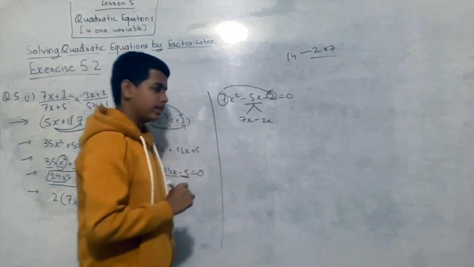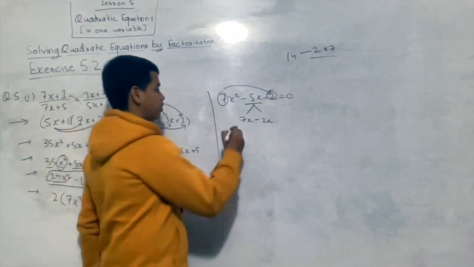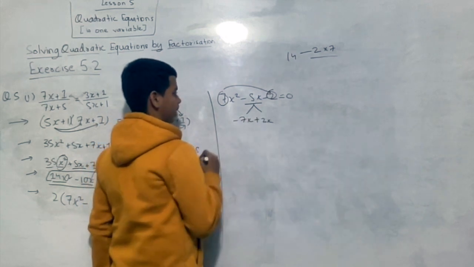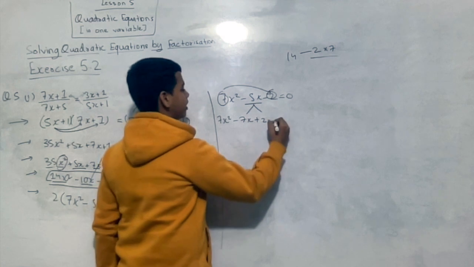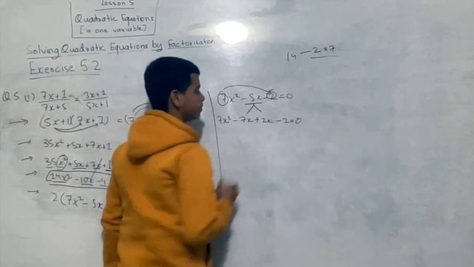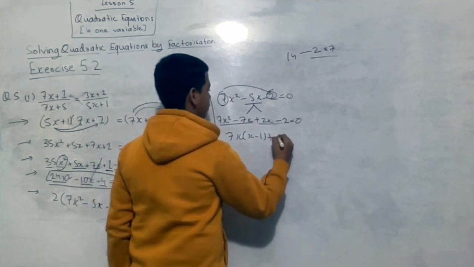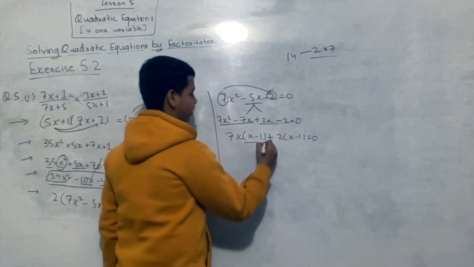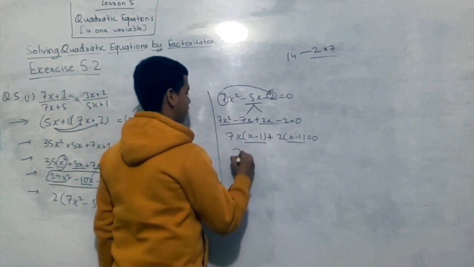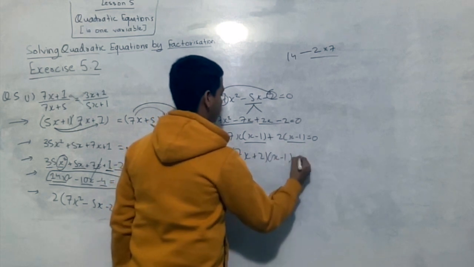But the problem is it will give you plus 5x, not minus 5x. So you have to just change the sign: minus 7x plus 2x, and here we write it as it is, 7x square minus 7x plus 2x minus 2 is equal to 0. So what is common here? 7x into x minus 1 plus 2 into x minus 1 is equal to 0. And then, as I have said, since x minus 1 is common, we can directly write 7x plus 2 and x minus 1 is equal to 0.